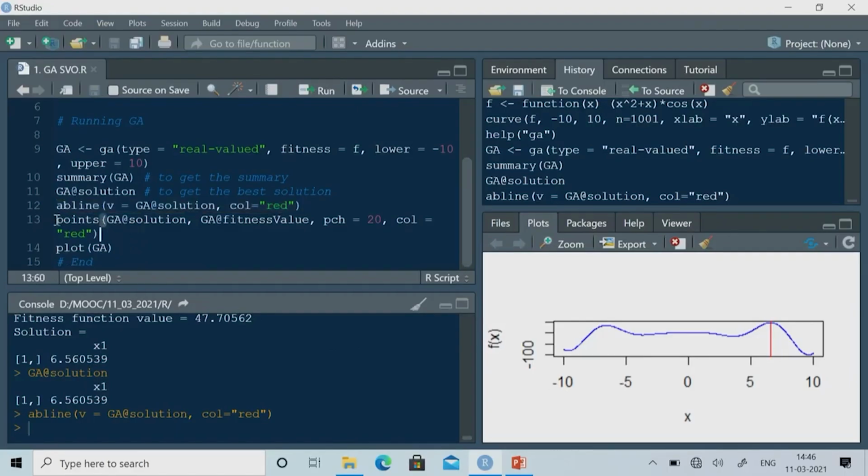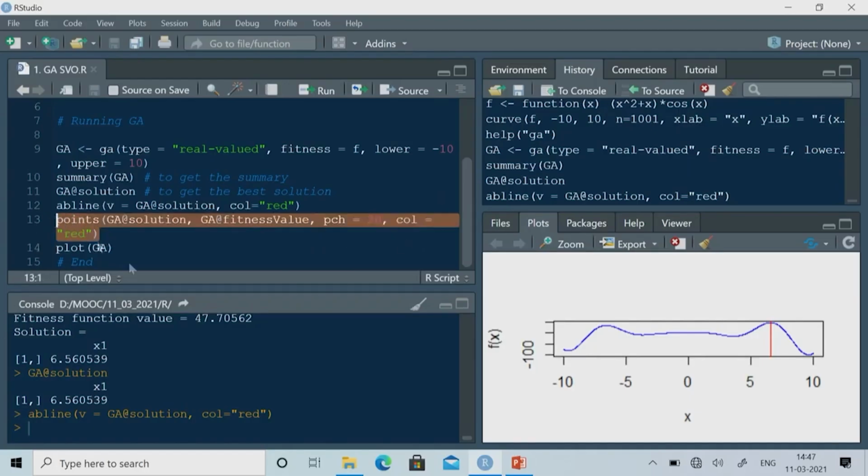I can also put the optimal point by executing the points function. I would like to put a point here, where the x axis is ga dot solution and the y axis is the best fitness value. So I am writing this as the x value and this as the y value, and then I am putting a round, a circular dot basically. pch equal to 20 I am putting. If you give some other value, some other shape will come, and the color I have used is red.